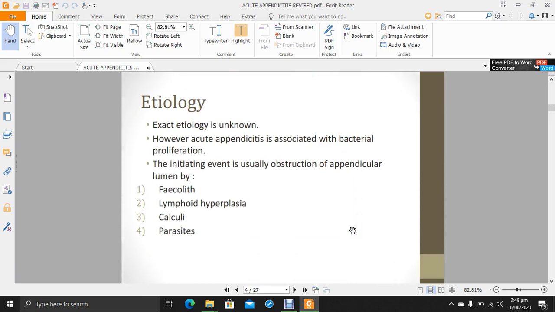So why does it happen? The question arises, why does it happen? Though the exact etiology of acute appendicitis is not known, however, acute appendicitis is associated with bacterial proliferation. The initiating event is usually obstruction of the appendicular lumen, which may be because of a fecalith, because of lymphoid hyperplasia that lies in the submucosal layer, or because of calculi, and parasites can lead to acute appendicitis.